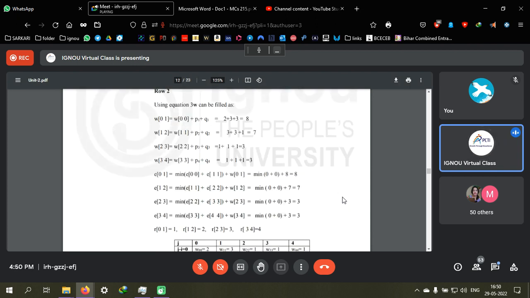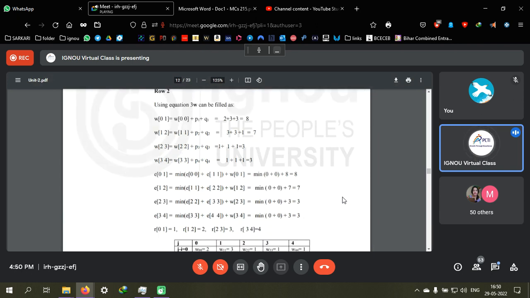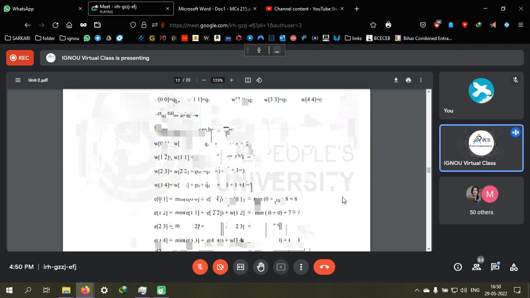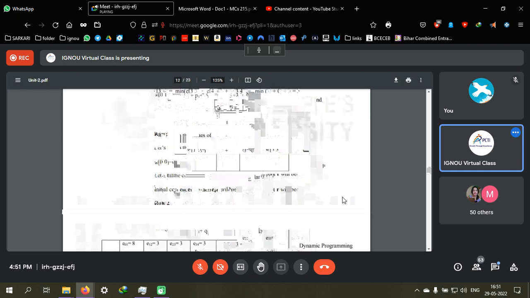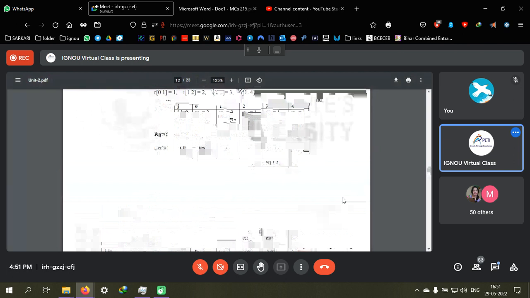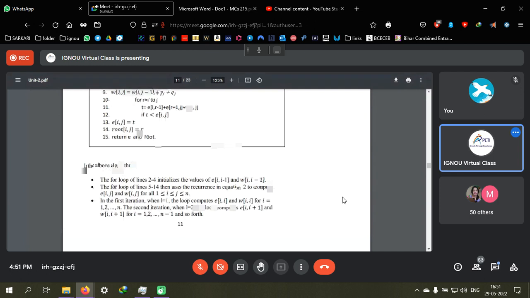So when we compute this, we have another formula. We have to calculate E, that means the cost. So the initial cost when all the i and j are equal will be 0. So here E01. How can we compute E? Here is a formula.